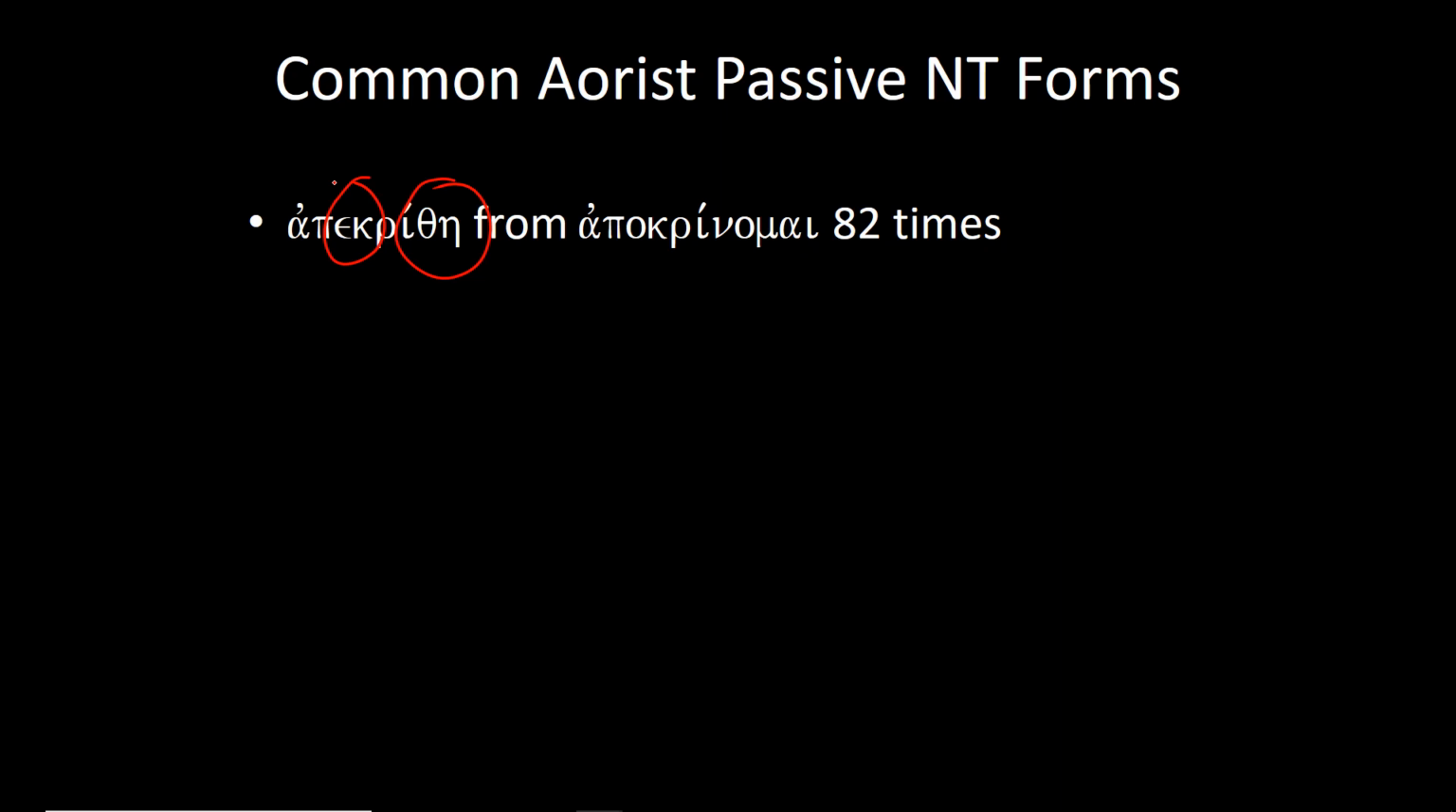So this is apekrithē. Since it's deponent, we'll translate it as if it's active. So basically what we have is aorist active. So he answered. Can you guess where you've got some dialogue going on a lot and you might see this verb turn up a bunch? Yeah, the Gospels. Now you haven't studied this verb yet, but it's so common I just thought I would go ahead and show it to you.